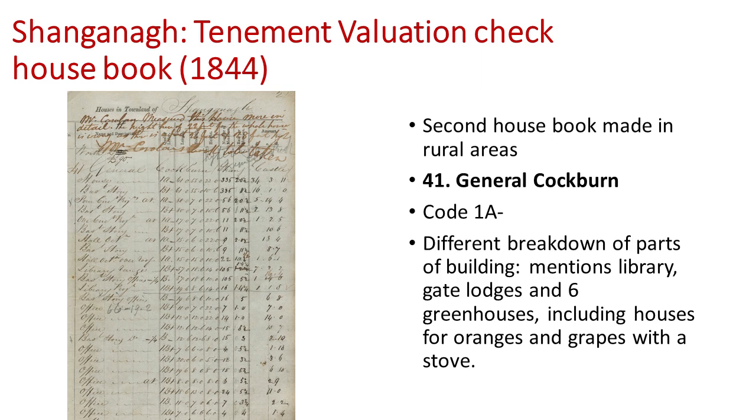But because there could be a 2-year gap in these books, and because a lot was happening in the 1840s, you can get enormous changes between the two books, and you'll get different names, and you may get different configurations of properties. And this is General Coburn again, where he gives a different breakdown of the parts of the buildings, and he mentions six greenhouses, and obviously the oranges and grapes struck a chord with the valuators because they mentioned this.